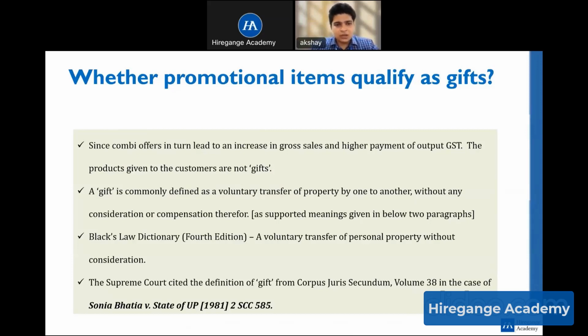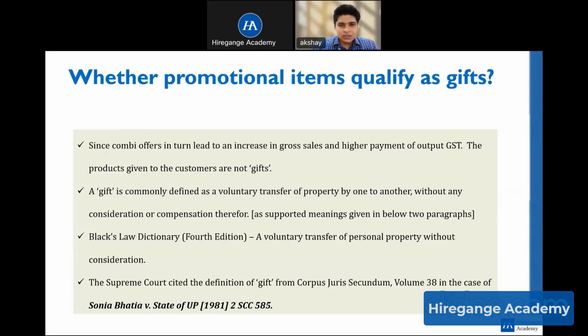This is also supported by what the gift is defined to be, which is a voluntary transfer of property by one person to another without any consideration or compensation thereof. In Black's Law Dictionary, also a voluntary transfer of personal property without consideration. In the Supreme Court decision of Sonia Bhatia, the definition of gift was specifically provided in the Corpus Juris, volume 38, in this case, which also can be studied.